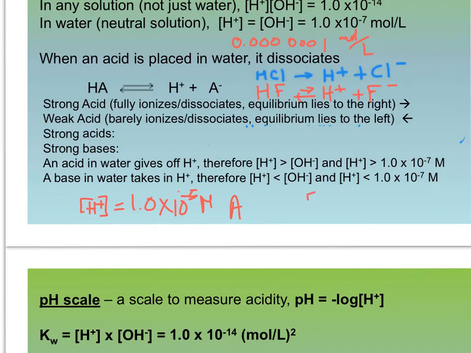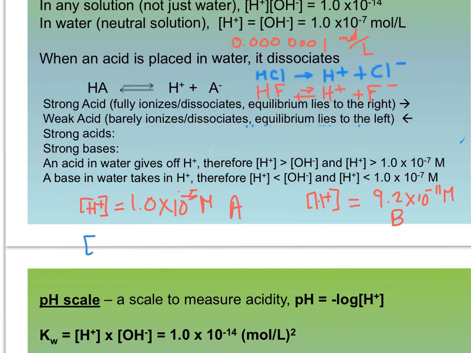What if my H plus concentration was 9.2 times 10 to the negative 11th molar? Again, you compare this number to 1.0 times 10 to the negative 7th. Which number is bigger? This number, right? This is much smaller than 1.0 times 10 to the negative 7th. So I don't have a lot of H pluses. I have very few H pluses, which tells me this is a basic solution.